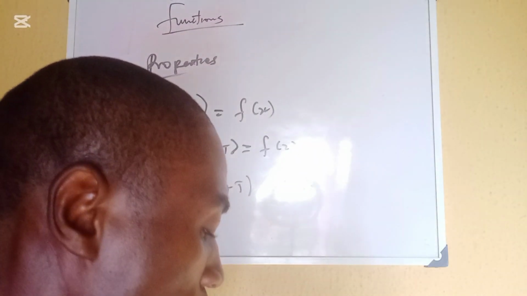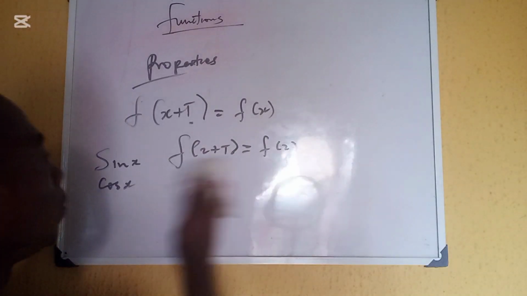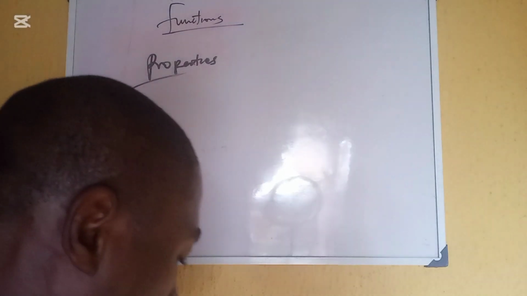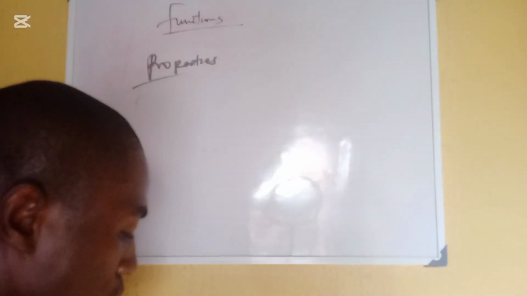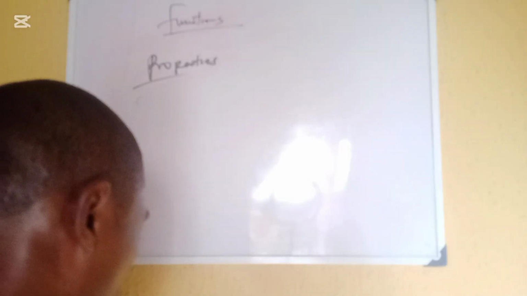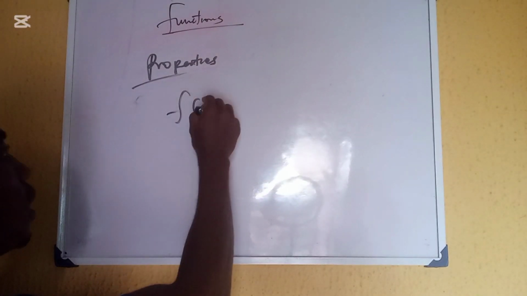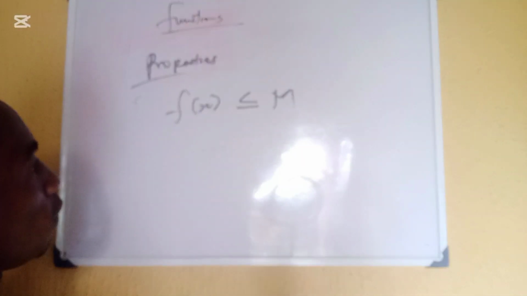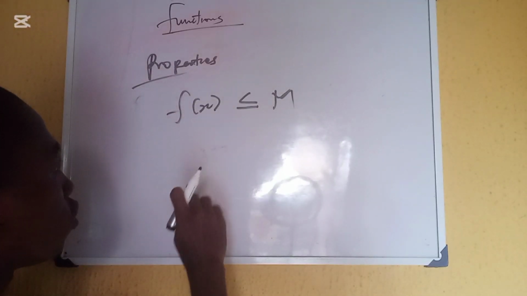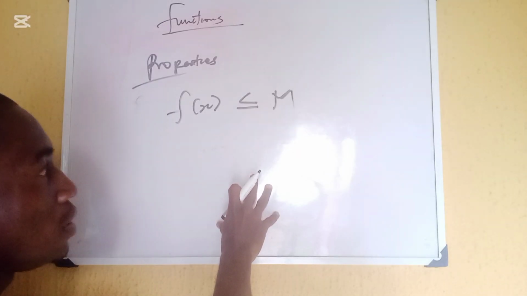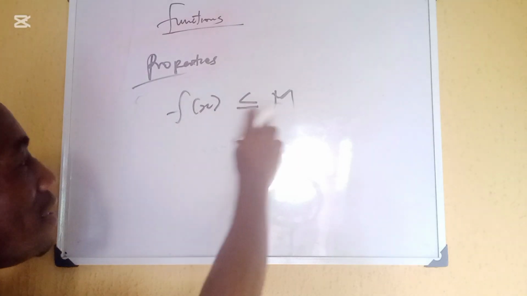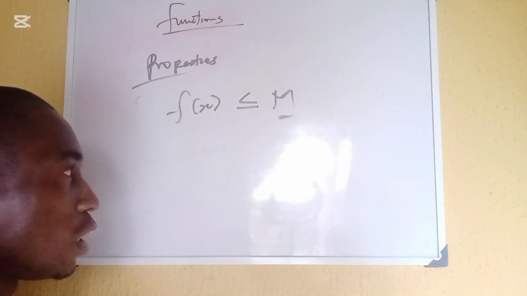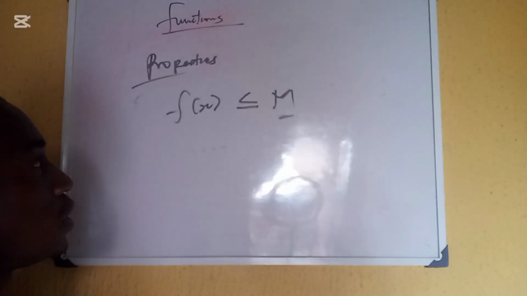Then the last thing I want to talk about is boundedness. Now, the first one under that is bounded above. A function is bounded above if f of x is less than or equal to m. So, if f of x is less than or equal to m, the function is bounded above. This means that the function can never exceed the value m. It can only be less than or equal to the value m. So in that case, the function is bounded above.